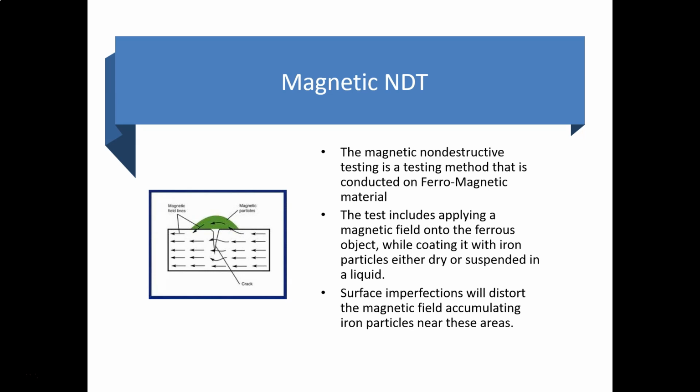The magnetic particles may be dry powder that you can use, or suspended in a liquid solution, and they may even be colored. You can color them with a visible dye or a fluorescent dye that fluoresces under an ultraviolet light, so you can see the crack clearly.